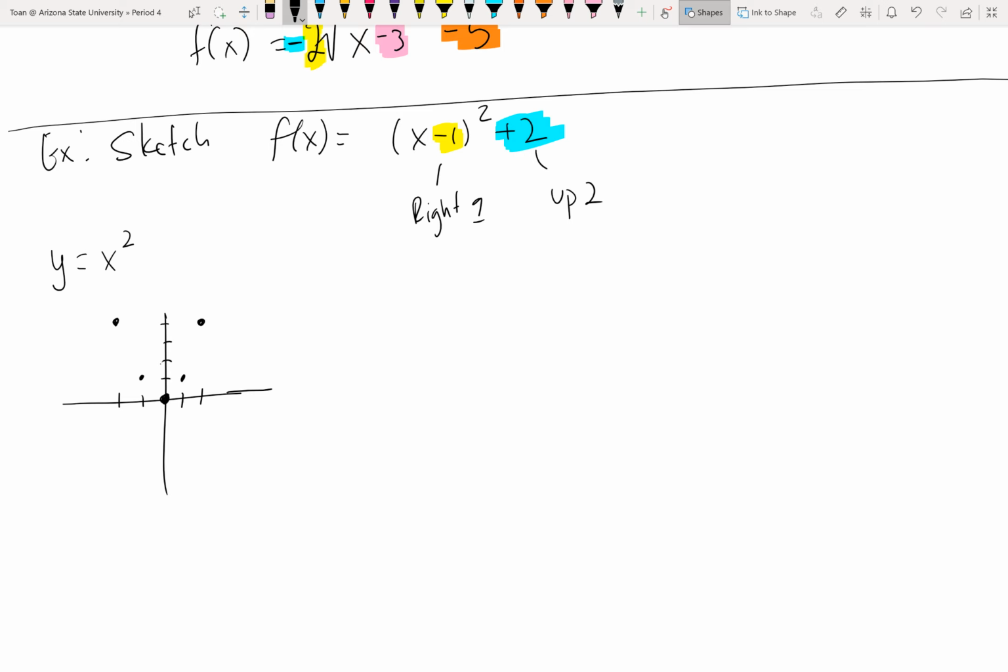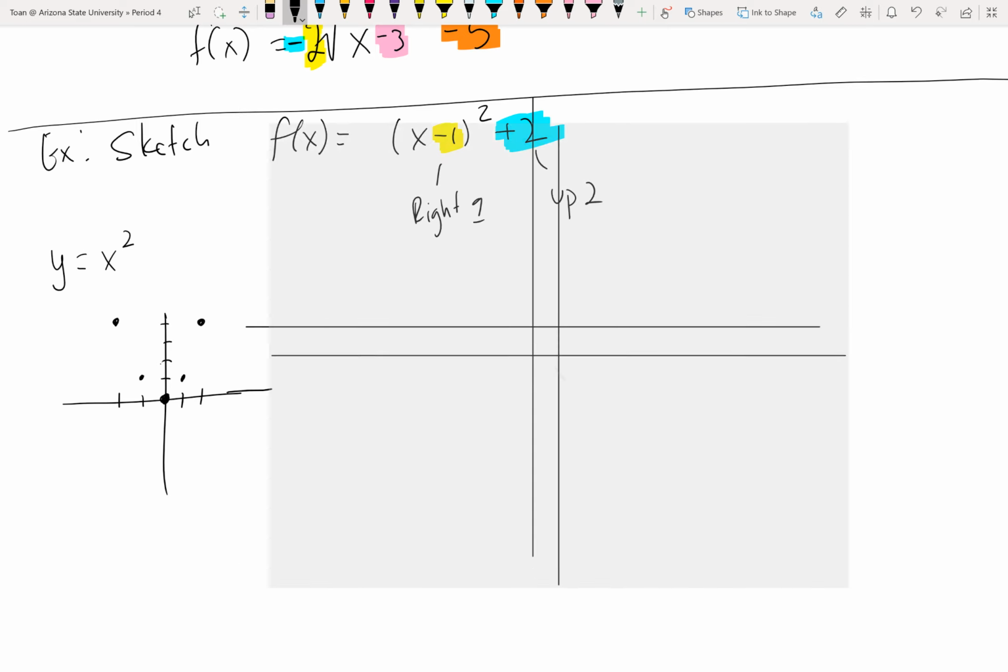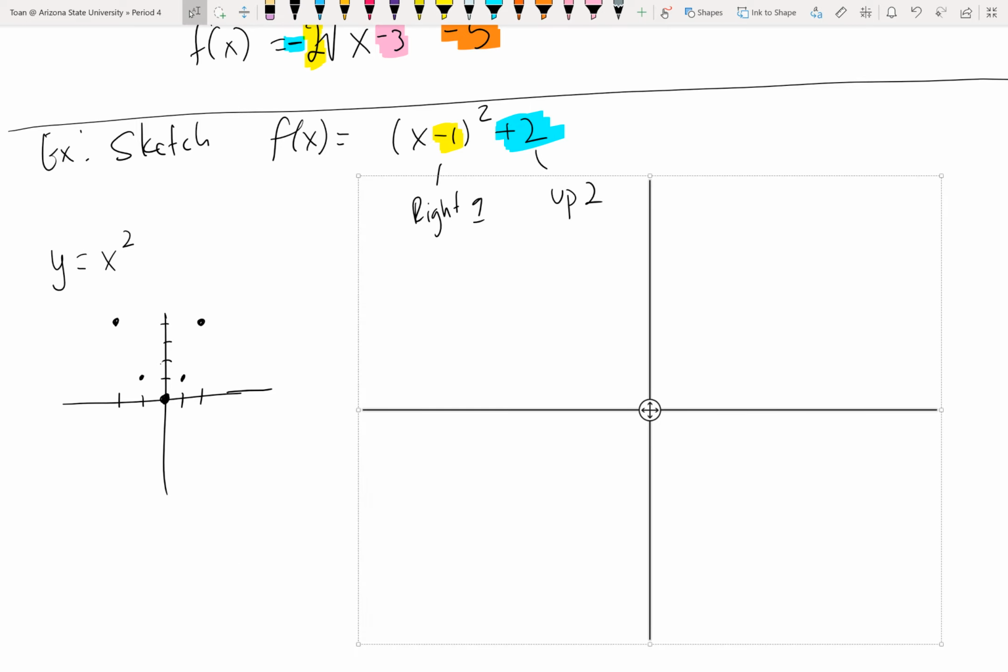And then to get the actual picture, to actually answer the question, graphing f of x, what you do is just listen to the transformations, right? So I have a coordinate system. I'm going to make my tick marks, 1 through 7 on each axis. And then all I'm going to do is do the transformations, right 1, up 2, with these points here.